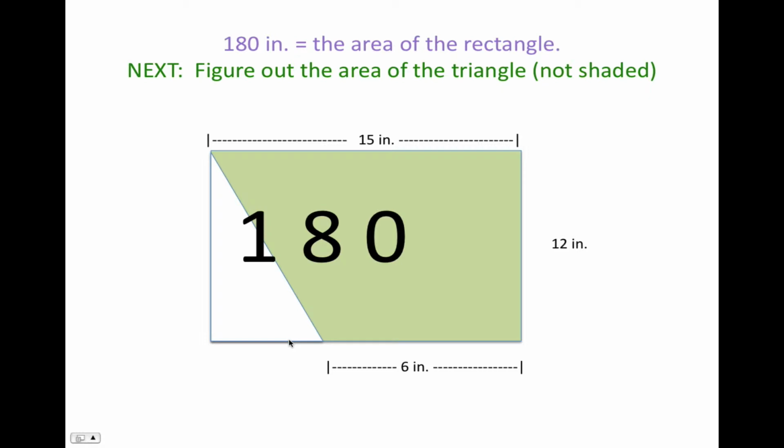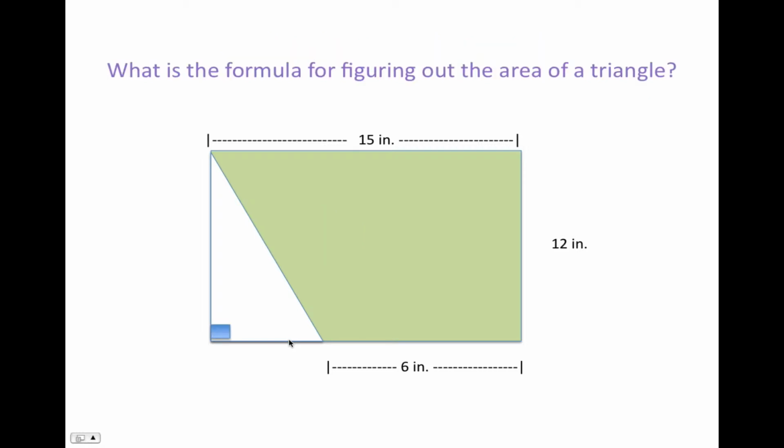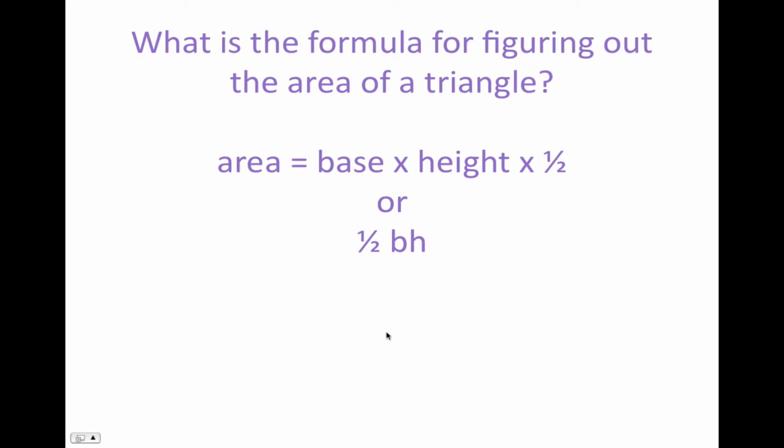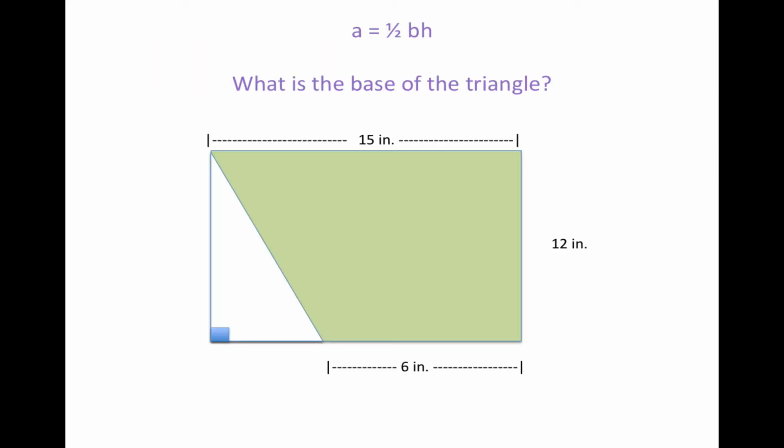So how do we do that? Take a minute and try to remember the formula for figuring out the area of a triangle. I hope you said that the area equals base times height times 1/2, or 1/2 BH. So now that we know that, let's figure out what the area of this triangle is.